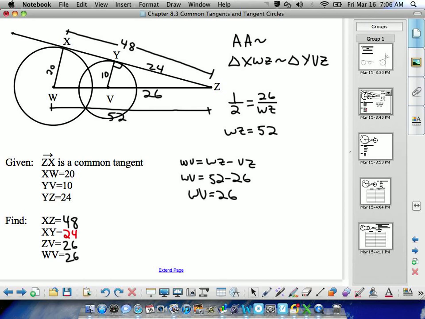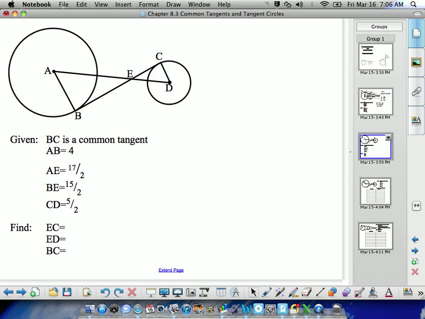All right, let's move on to a little bit more difficult diagram. BC is a common tangent. That means it's tangent to both circle A and circle D. AB is equal to 4, so let's label this 4. We know B is a point of tangency, so this would be a right angle, and we know that C is a point of tangency, so this must be a right angle.